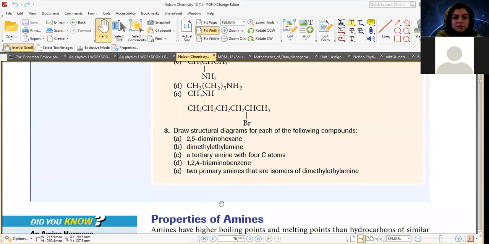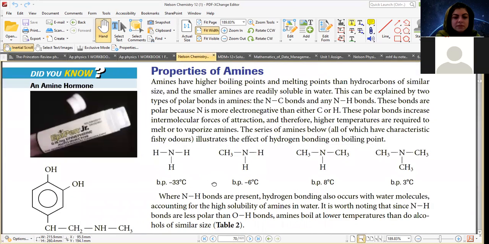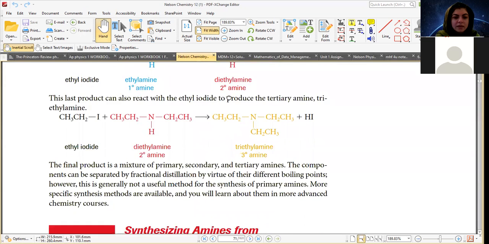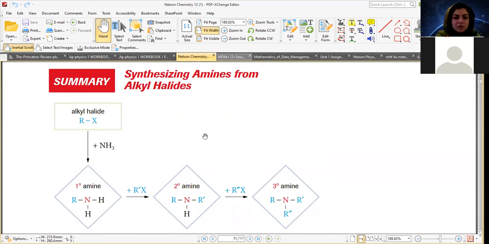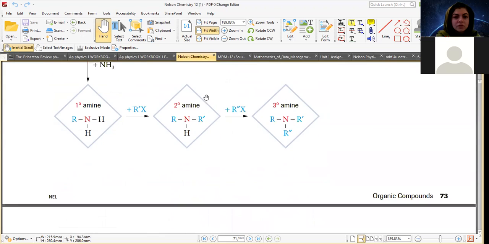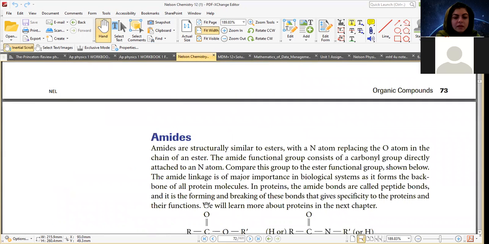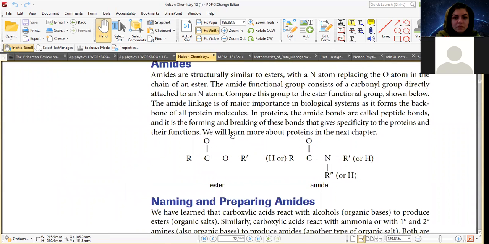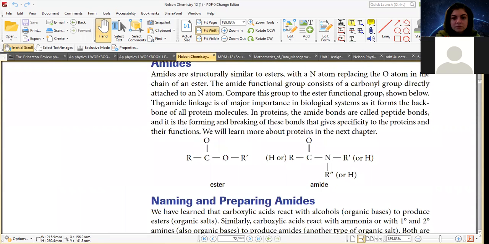So here is synthesizing amine, meaning how to produce amine. I just told you this reaction. This is the summary of that, you can go over. Now this is amide. In an amide, you have nitrogen, but one of the carbons is double bonded with oxygen.